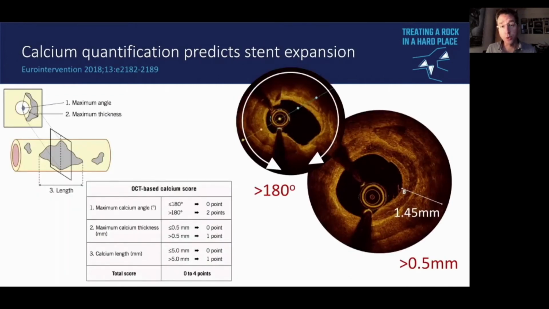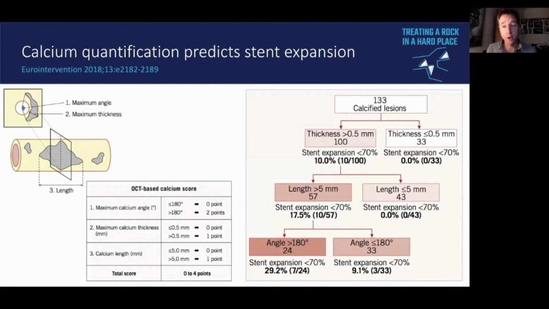Why is that important? Well, there's data to show that where we have an arc exceeding 180 degrees, a thickness of more than 500 micron, and an extension over more than 5 millimeters, we can very accurately predict stent under-expansion. In this validation, we see that 30% of stents fail to achieve 70% expansion where all three of these criteria are met.